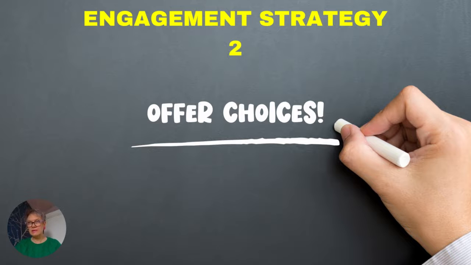So the choices that you're giving are choices that are in your control. They can have one or two, one or the other. Both of them will get the result that you want, but it gives the child more autonomy, which makes them feel less stressed.